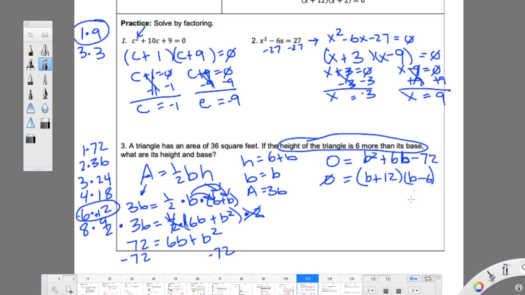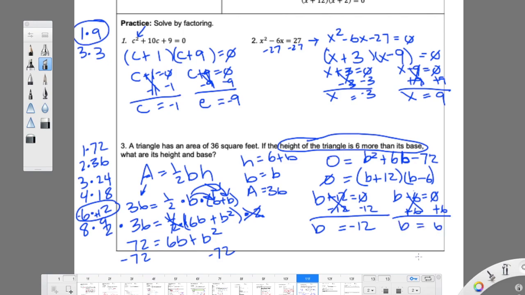And then we have b plus 12 equals 0 and b minus 6 equals 0. We're going to subtract 12, and these guys cancel just like they have on all the other ones. We have negative 12. And then plus 6, so these guys cancel again. We have b equals positive 6.